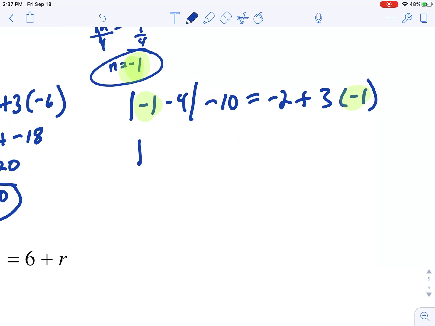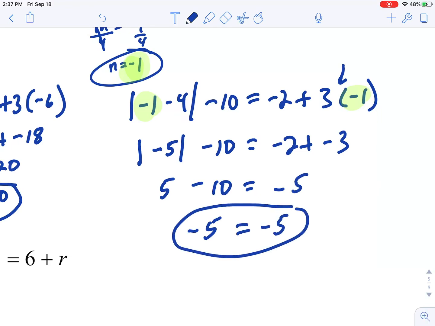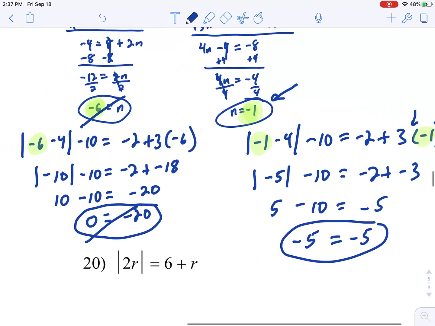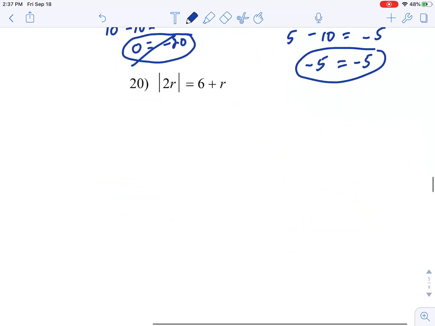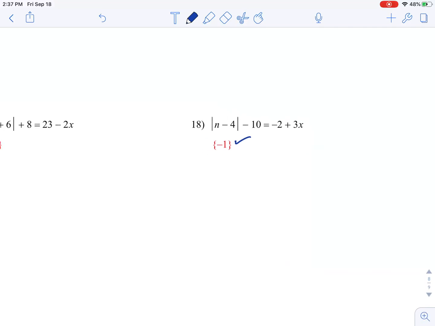So negative 1 minus 4 is negative 5. Absolute value of negative 5 is positive 5. 5 minus 10 is negative 5. Do the other side. Multiply first. Negative 2 plus 3 times negative 1 is negative 3. Negative 2 plus negative 3 is negative 5. Does negative 5 equal negative 5? Yes, it does. So that means negative 1 is a solution. Negative 6 is an extraneous solution. I check the answer there, and you see negative 1 is the only solution listed.